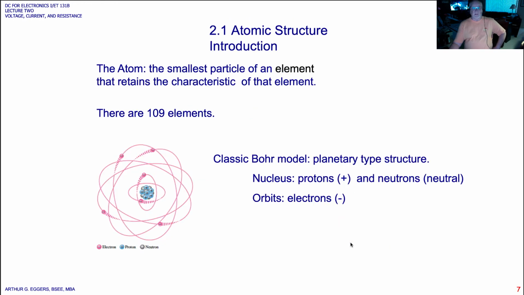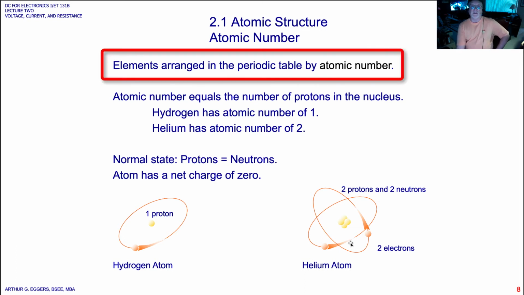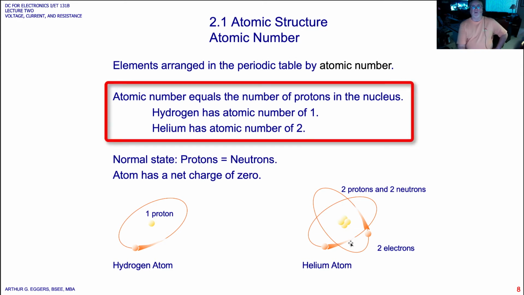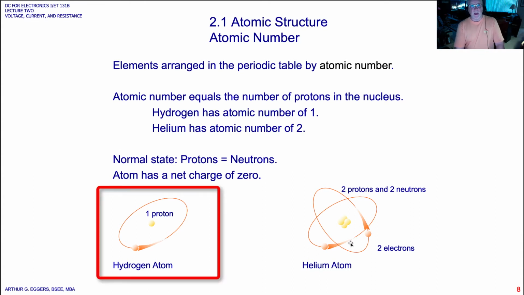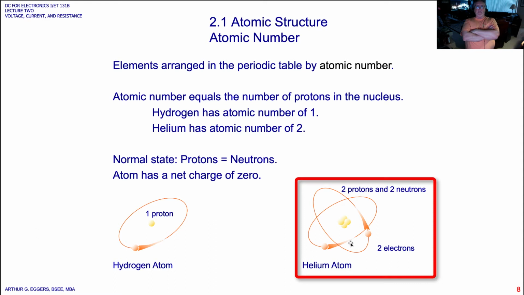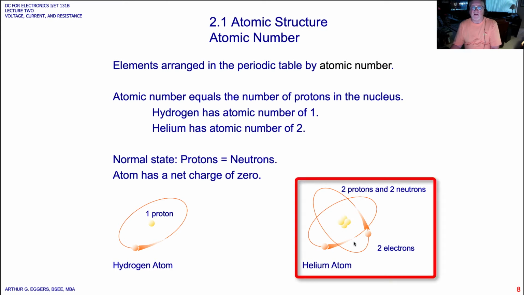So if we look at the arrangements here, elements are arranged in the periodic table by atomic number. Atomic numbers equal the number of protons in the nucleus. If we look at the simplest, the hydrogen atom, and the next one up, the helium atom, you can see the hydrogen atom is identified as atomic number 1. The helium atom has atomic number 2. Relating that specifically to the protons and neutrons, you can see in the model on the bottom, we have 1 proton, no neutrons, and 1 electron. If we look at helium, though, we've got 2 protons, 2 neutrons, and 2 electrons whizzing around the nucleus there.